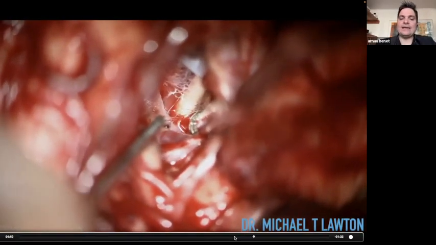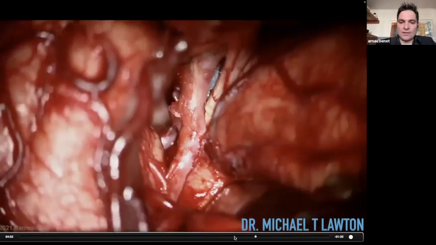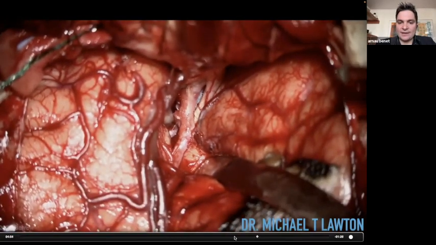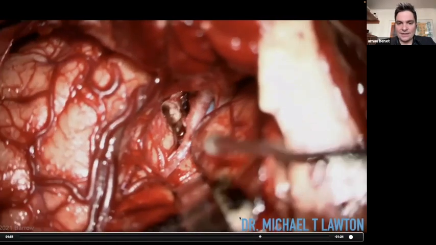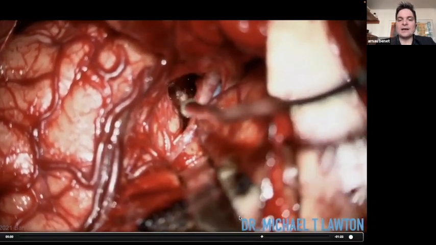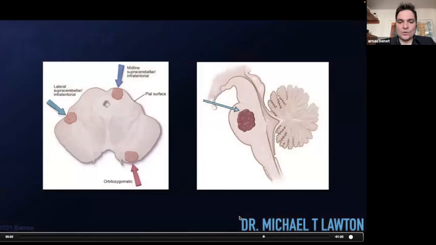We have the contralateral third nerve, the carotid, and the ipsilateral third nerve on the left-hand side on that carotid oculomotor triangle. We're seeing the orbitozygomatic axis and this cavernous malformation, which was lying medial to that corticospinal tract on the cerebral peduncle, as you can see here. This would be the safe entry zones.